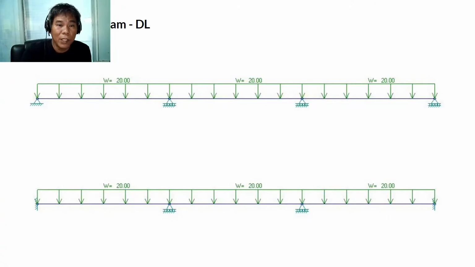Also, we have a continuous beam. I tried to put some dead load here, full load. Makita ninyo, ang kalainan na ning duha is fixed support siya, isikakilid sa ubos, then roller sa tunga. Ang sa taas, hinge support siya, then the rest are roller support.